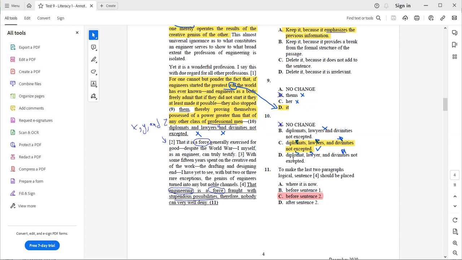Perfect. Why is D wrong? Despite that there are commas here, do you remember when I told you that when we have a list, we must have parallelism? What comes before, comes after. So if it's singular, all of them are going to be singular. If it's plural, all of them are going to be plural. Here what? It's singular, singular, plural. So it's wrong. Thank you.